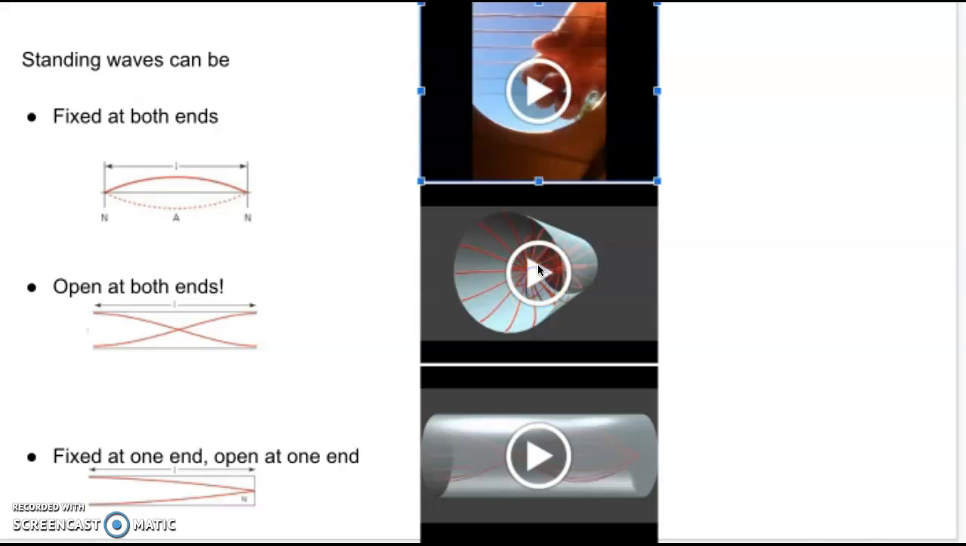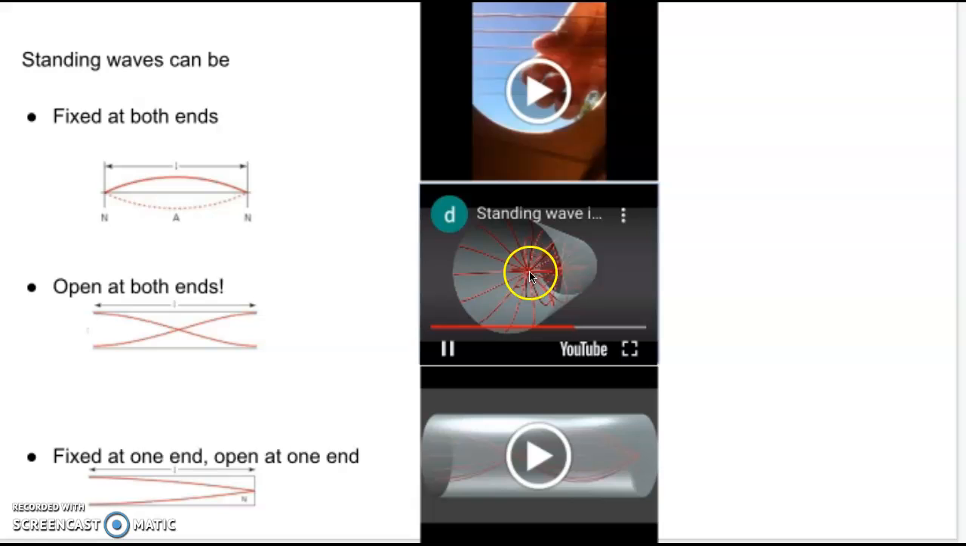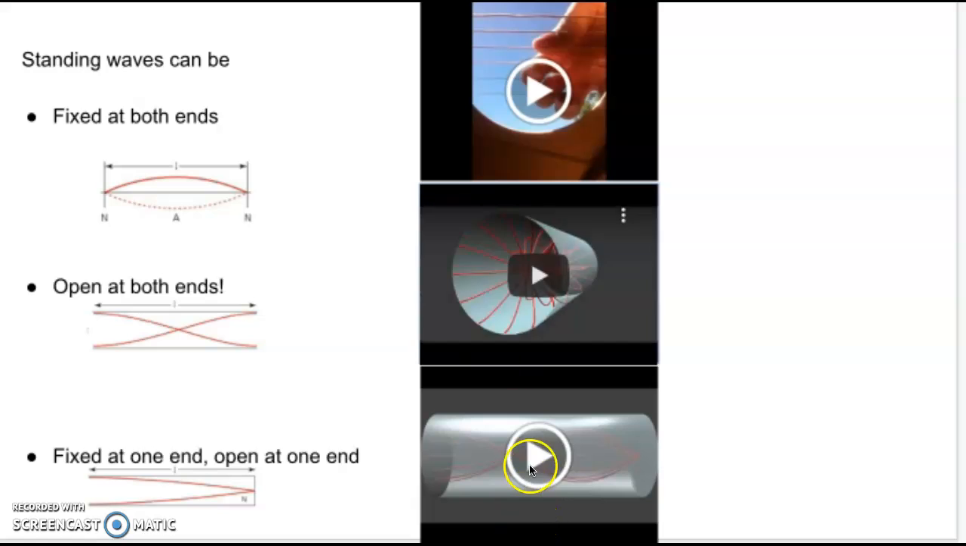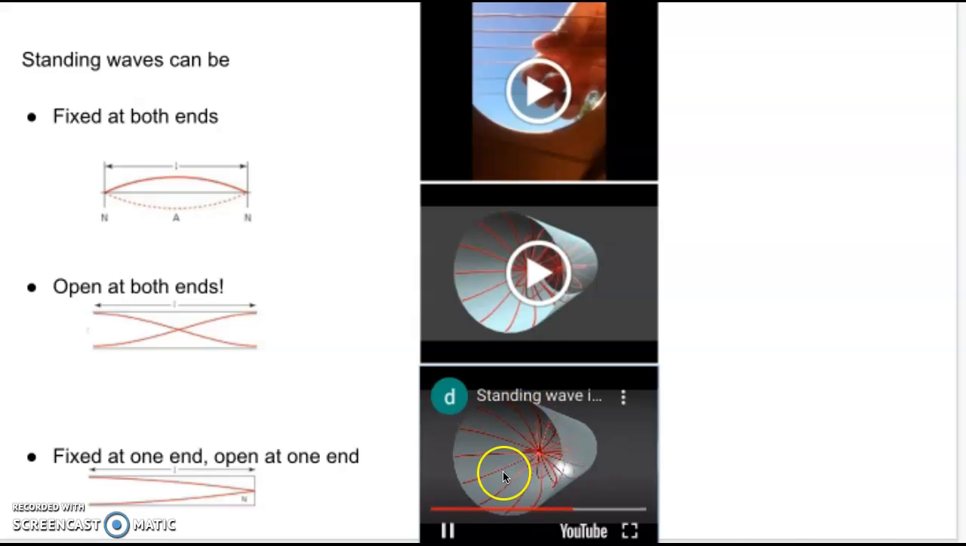And this is a visual representation, because for open at both ends, what we're really dealing with is wind instruments and longitudinal vibrations. So here we can see antinode, node, antinode, node, and antinode at the end, right? So it's important to be able to visualize that in 3 dimensions. And then here we have our last one, which is fixed at one end and open at the other. So node, antinode, node, antinode at the end. So that's your 3 types of standing wave.